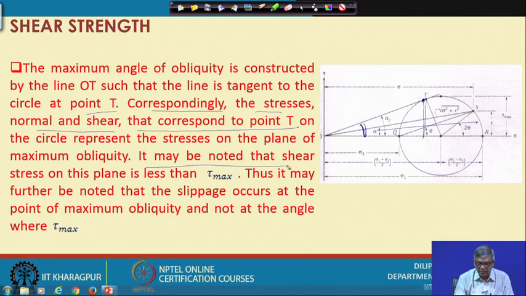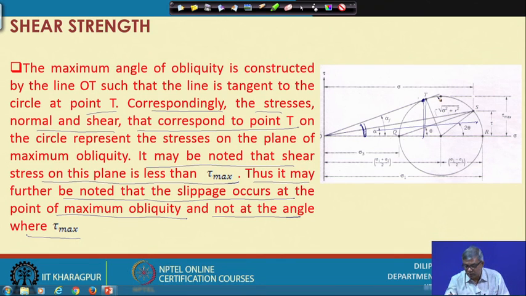It may be noted that the shear stress on this plane is less than tau max. So tau max is here, but the shear stress here is less than this. It may be further noted that slippage occurs at the point of maximum obliquity and not at the angle where tau max occurs. If I join a line with tau max, the angle will be smaller than the angle of obliquity. So slippage will occur at the maximum angle of obliquity, not on the plane where the maximum shear stress is occurring. So, that is the observation.